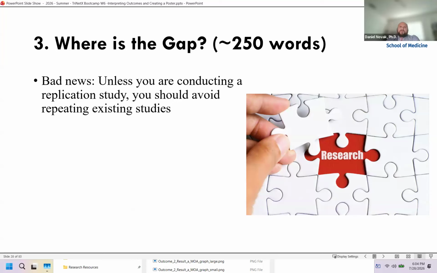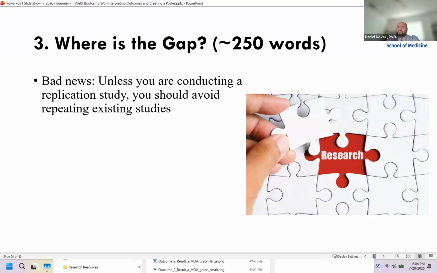All right. So again, in your study, you're going to have to identify in your literature review, where is the gap? What is the point of this? Unless you're conducting a replication study, you should really avoid generally repeating existing studies. Now, there can be a lot of value in using TriNetX to replicate existing randomized controlled trials or other kinds of observational studies, because it is a large pool of electronic health records data.